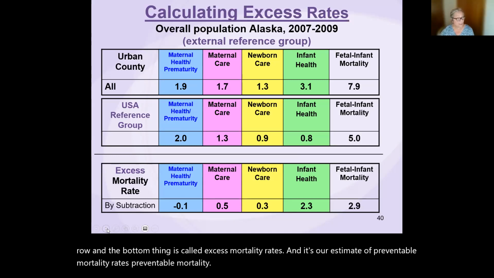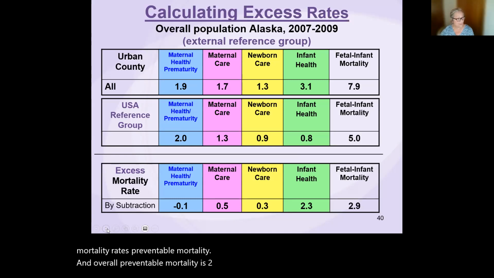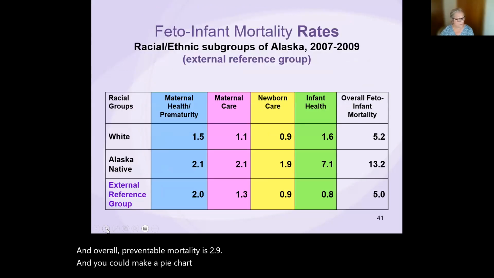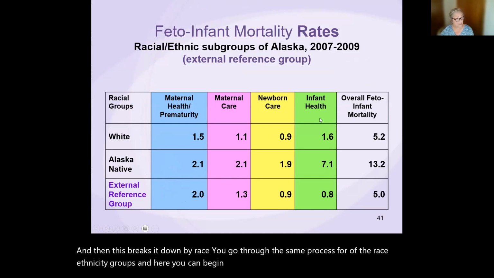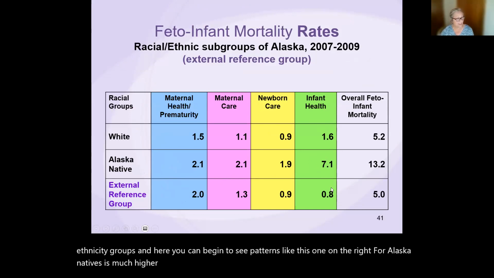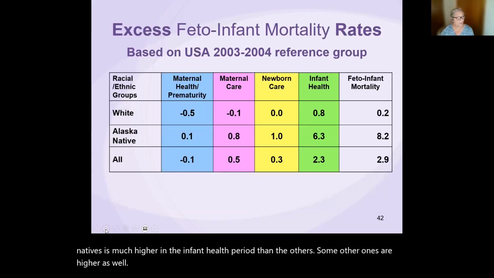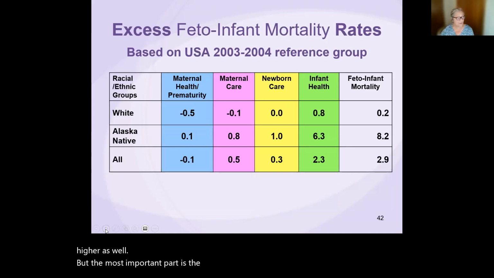And overall preventable mortality is 2.9. And you could make a pie chart out of this, which you shouldn't do because some of them are negative. And then this breaks it down by race. You go through the same process for each of the race ethnicity groups. And here you can begin to see patterns, like this one on the right for Alaska Natives is much higher in the infant health period than the others. Some other ones are higher as well. But the most important part is the excess mortality. Sometimes those high ones get taken down if the reference group rate is high.